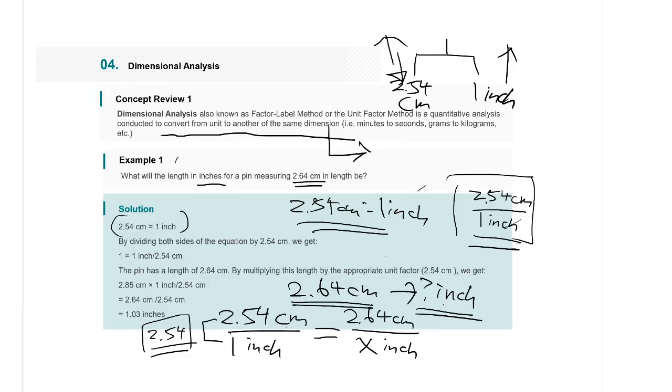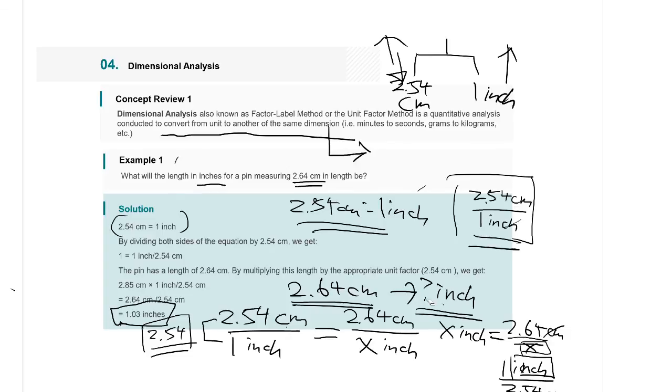Essentially the same as the last method, but I just represent it as a fraction. If you solve this equation, you will see that x inches equals 2.64 centimeters multiplied by 1 inch over 2.54 centimeters. You can cross out the centimeters, and only the inches remain, and then it's 2.64 divided by 2.54. And then we will have our answer as 1.03.